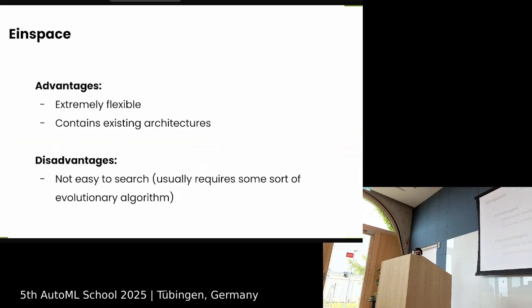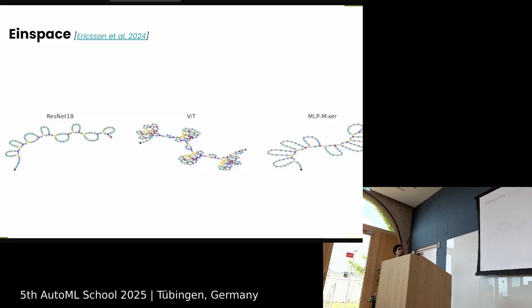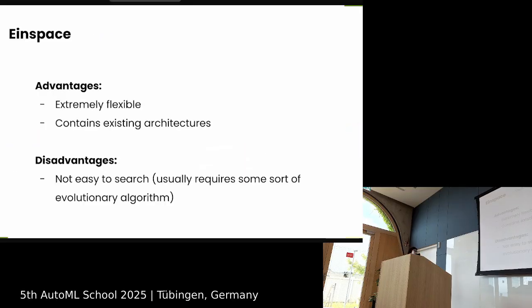So maybe just to wrap up the search spaces. The advantage of those context-free grammars is that they're extremely flexible, and it's somewhat easy to make sure that the space contains essentially all the important existing architectures, right? Like the ResNet, ViT, MLP-Mixer, whatever. That's important because you want to run your search, and if your search ends up being one of those architectures from the literature, it says, okay, maybe that's the best architecture we can find, right? So you want to have a reference point.